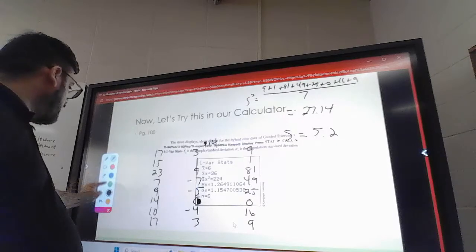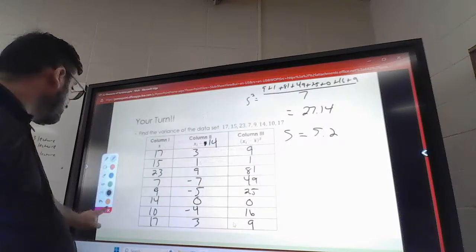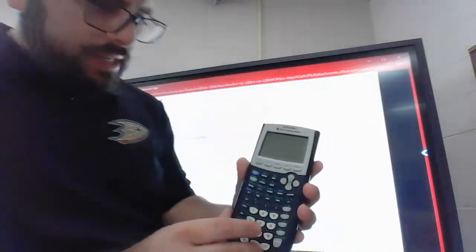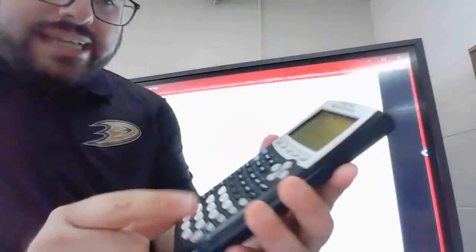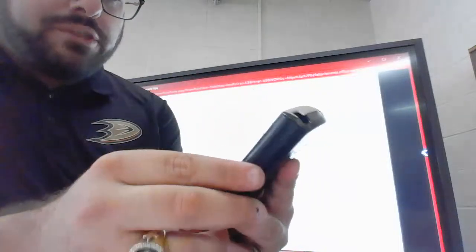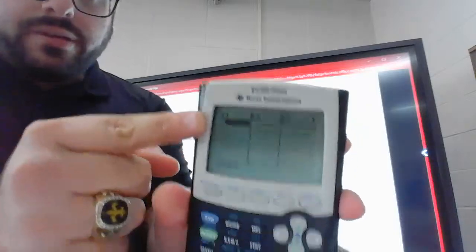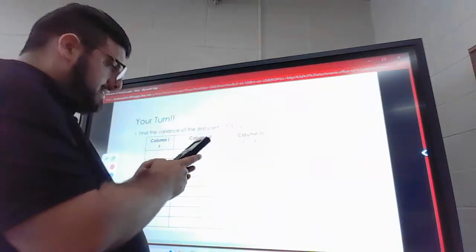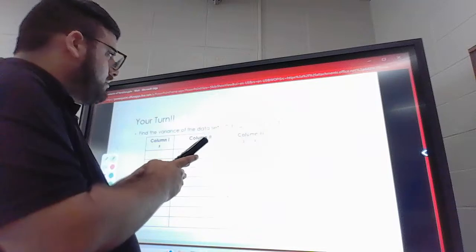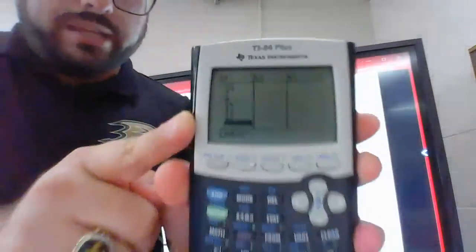Now you can also do this in your calculator. Let me show you with this example, previous example up here. So when you're doing this in your calculator, what you want to do is press this stat button right here. And when you press the stat button and you press edit, then it gives you a whole list of columns that you can put your data in. You can put all your data in these lists right here. So I'm going to do that with this. I'm going to do 17, 15, 23, 7, 9, 14, 10, 17. It's 8 total values. So all my values are on this calculator.